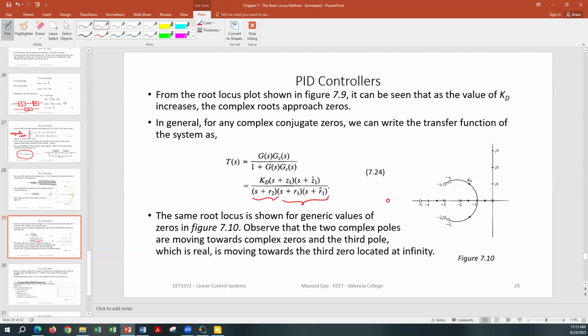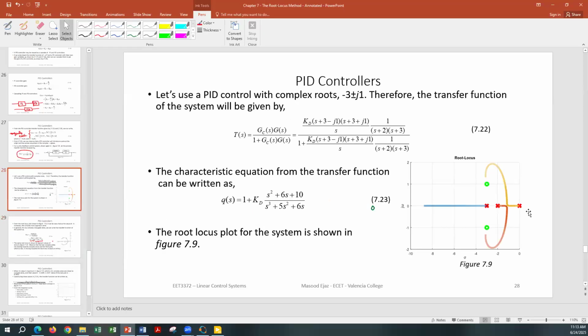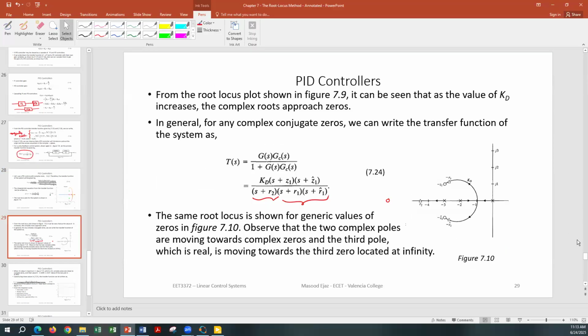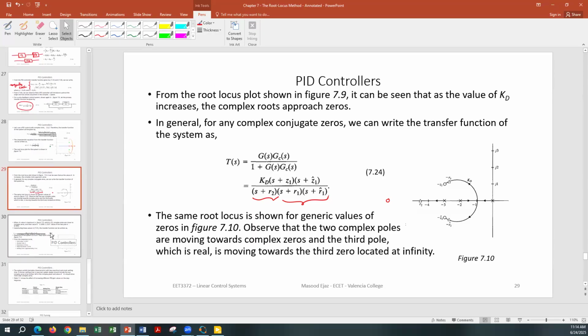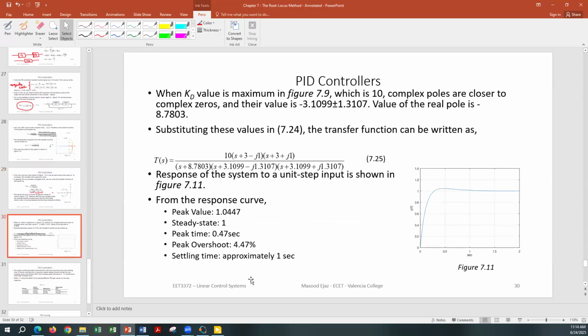The same root locus is shown for generic values in figure 7.10. So this is for specific values for our transfer function that we discussed, and this is for generic values. Observe that the 2 complex poles are moving towards complex zeros, and the third pole, which is real, is moving toward the third zero located at infinity. So it has very distinct pole-zero, or root locus, characteristics.